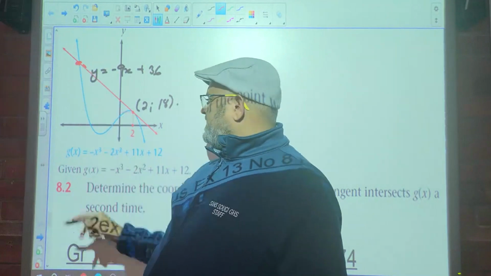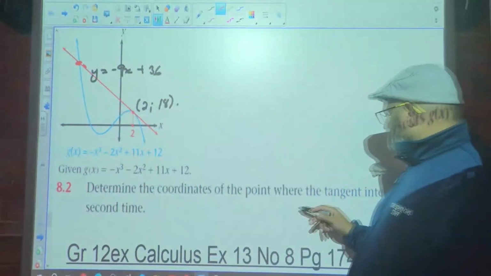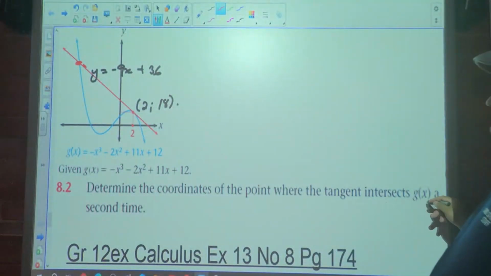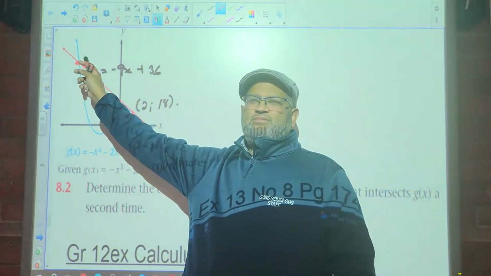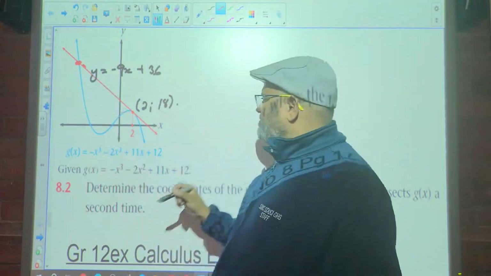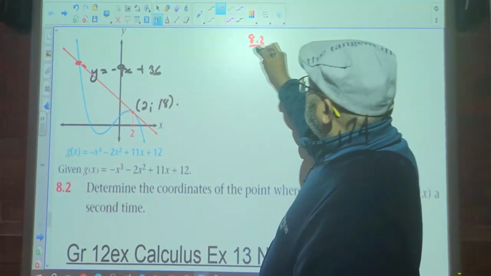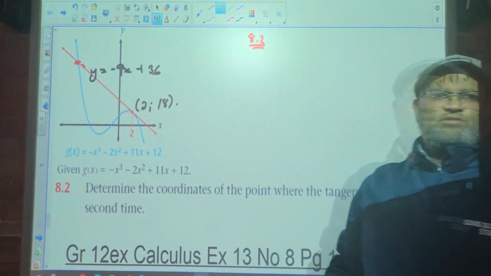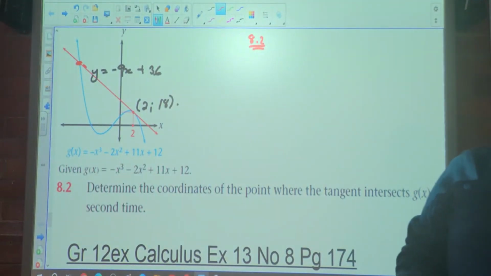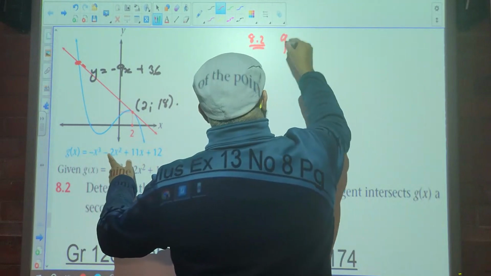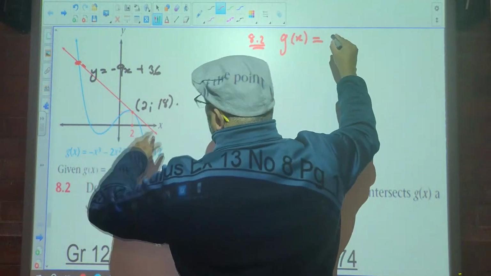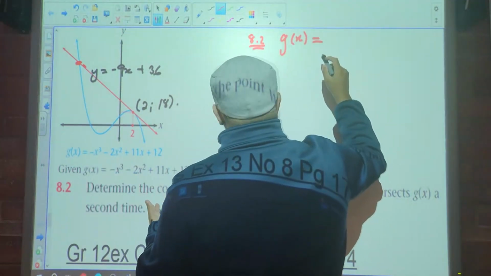Can you see that? And when I ask to determine the coordinates of the point where the tangent intersects g of x the second time, that is the point in question. Can you see that, people? So how do you work out points of intersection normally? We set the two graphs equal to each other. We do simultaneous equations, not so? So the equation of g of x is equal to the equation of the tangent.